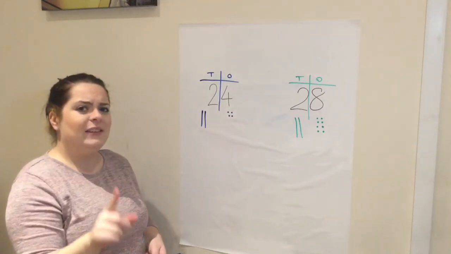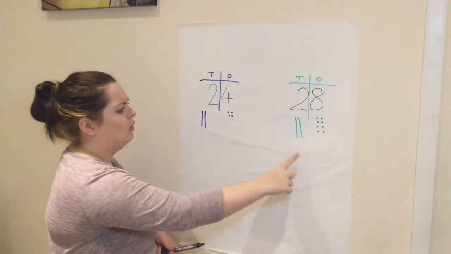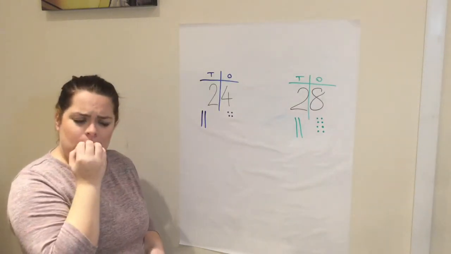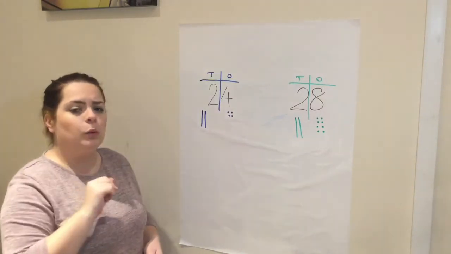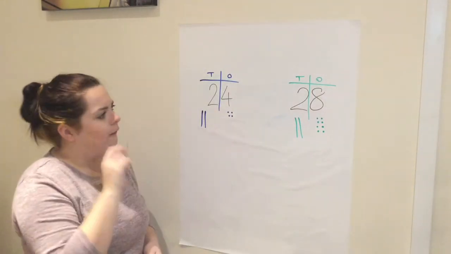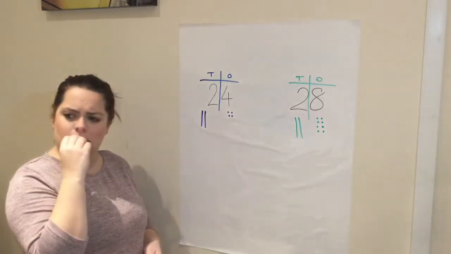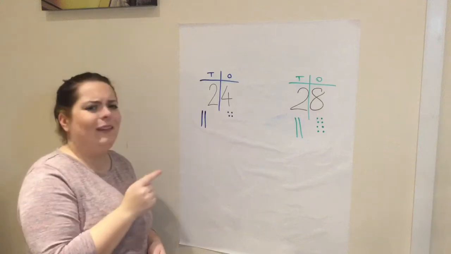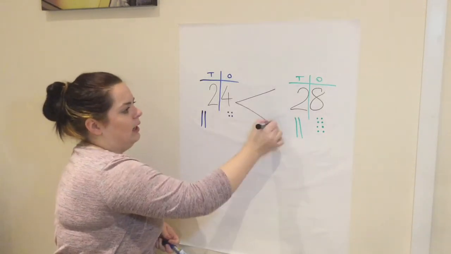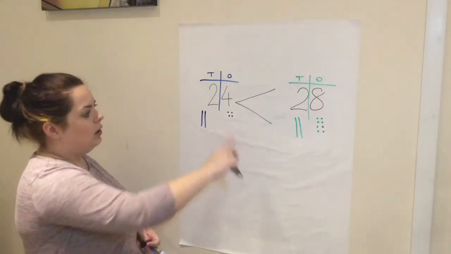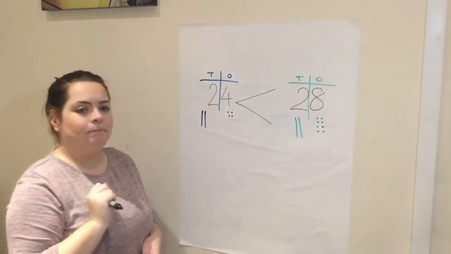So I'm going to first look at the 10s. 2 10s, 10, 20. Oh, and I've got 2 10s, 10, 20. That's not telling me much yet. Okay, so I'm going to go back and I'm going to look at the 1s. This side, I've got 4 1s. This side, I've got 8 1s. 8 is definitely bigger than 4. So I am going to write it like that. And I'm going to do 24 is less than 28.